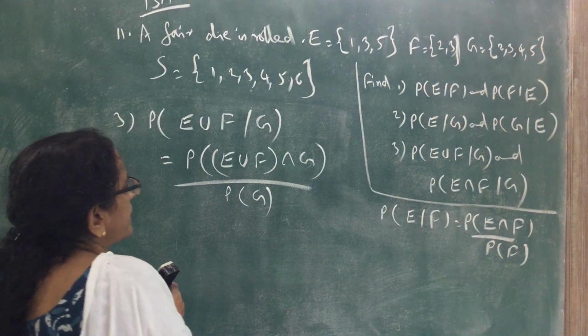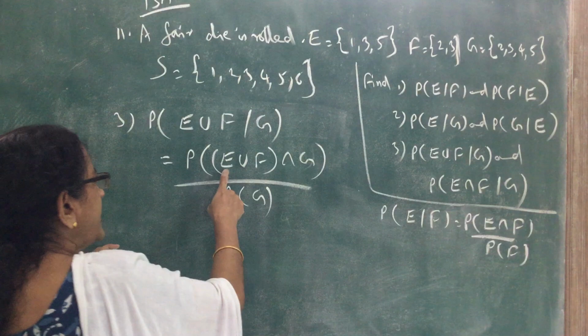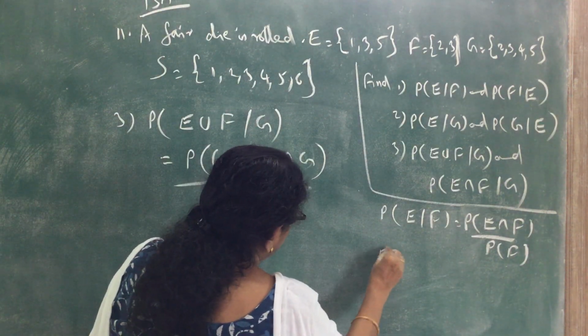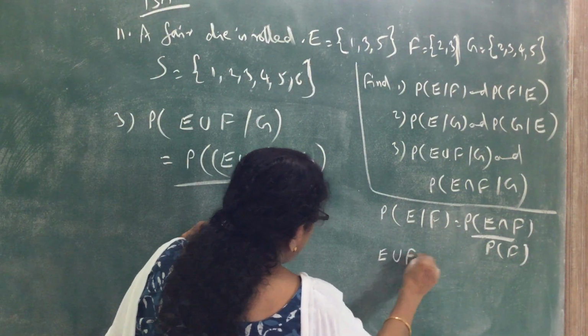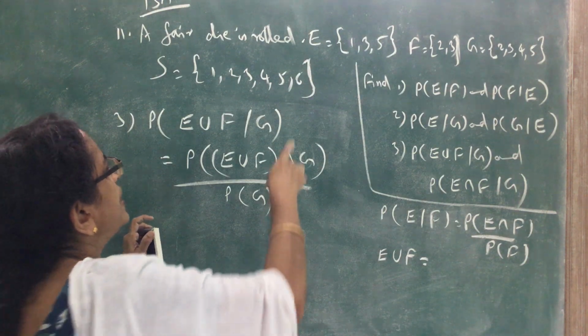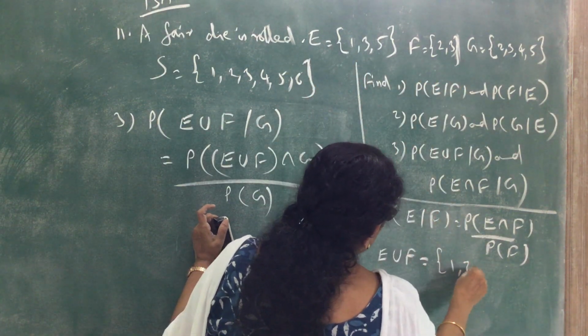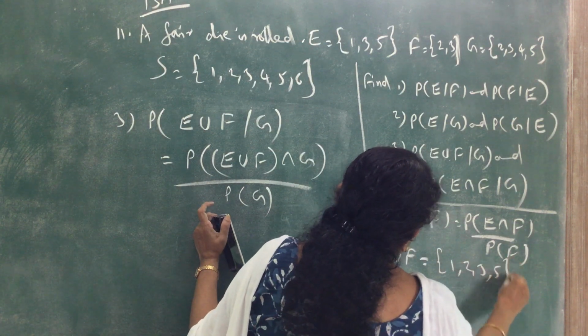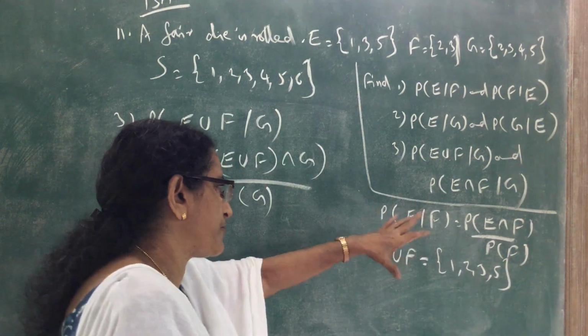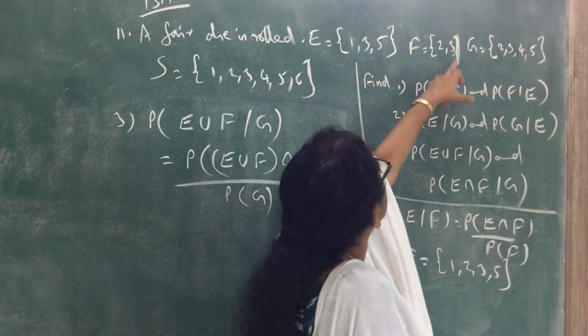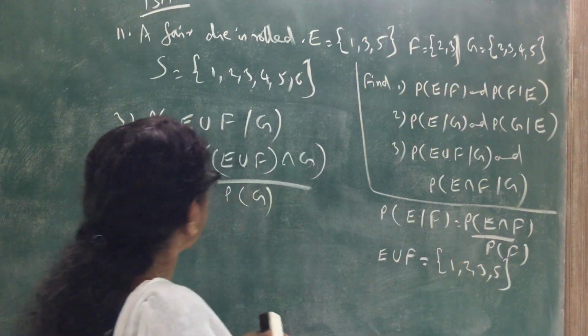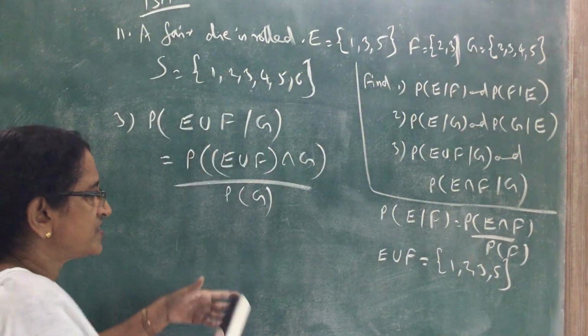First find E union F. That means all the elements of E and F. In E we have 1, 3, 5, and here 2, 3. So we write all the elements: 1, 2, 3, 5. Now we want to find (E union F) ∩ G.